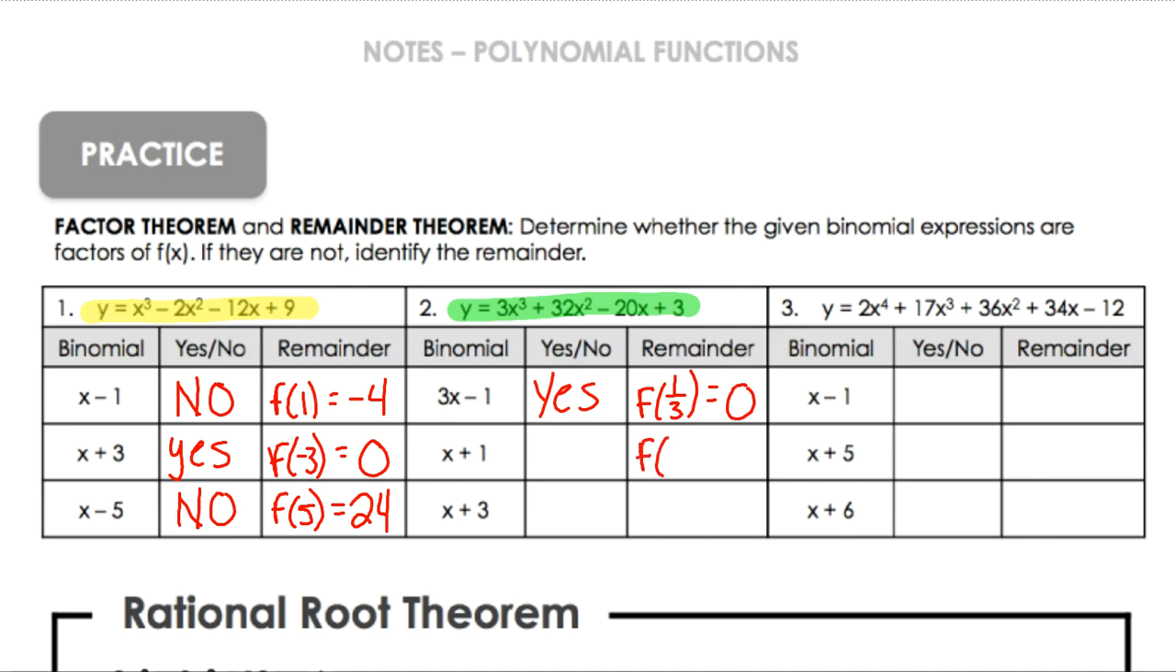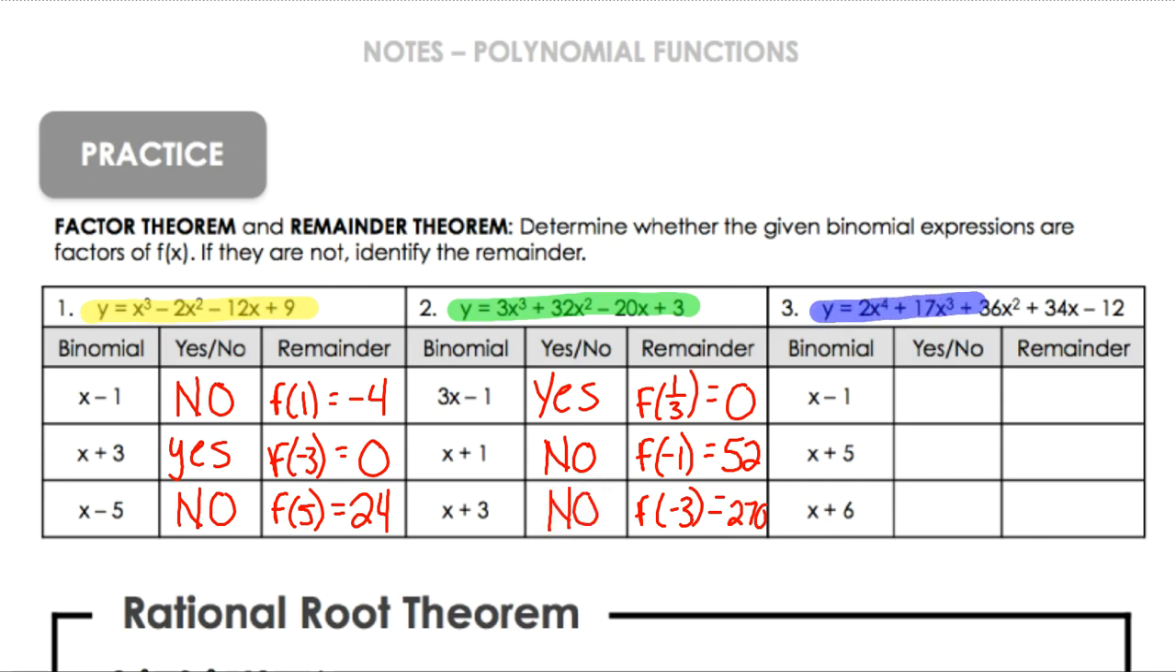For this next one, my solution would be -1. So if I substitute -1 into that polynomial, I get 52, which is not 0. So this is not a factor. All right, and then last one for this polynomial, if I plug in -3, I substitute that in, I get out 270. So since it's not 0, it is not a factor.